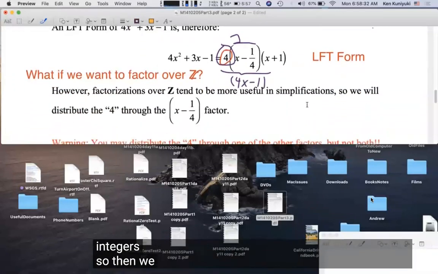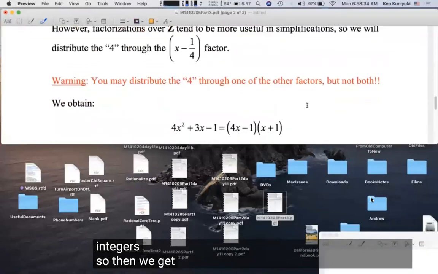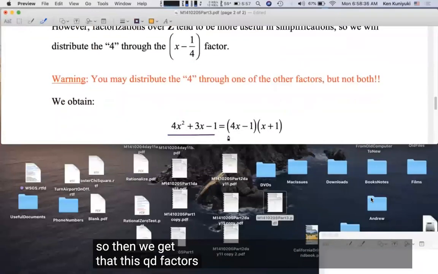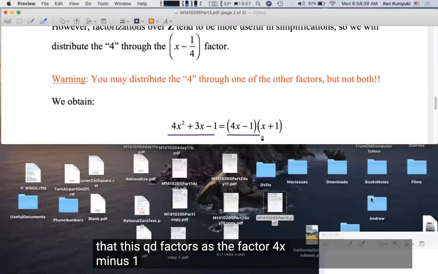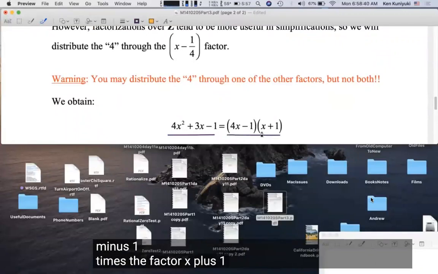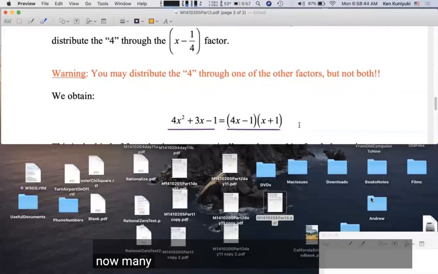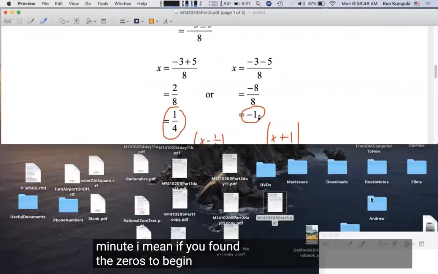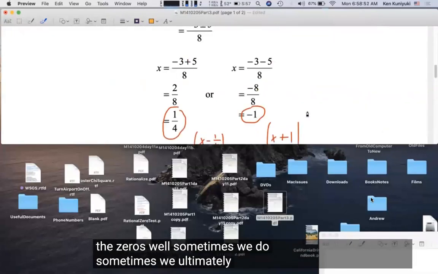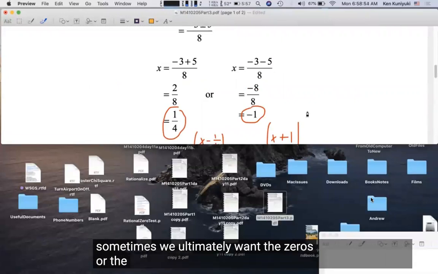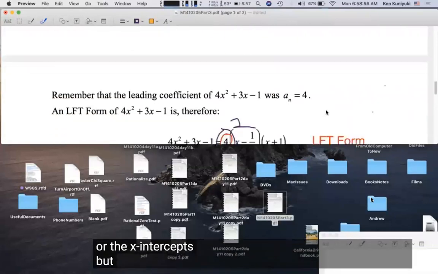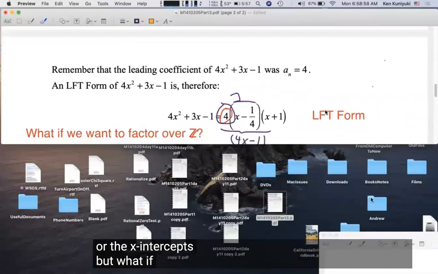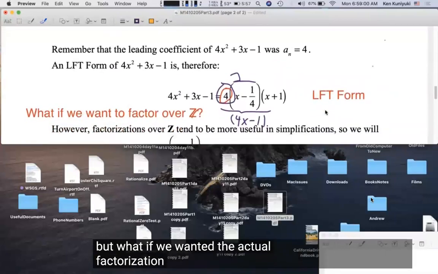So then we get that this QD factors as the factor 4x minus 1 times the factor x plus 1, or vice versa. Now, many people might say, well, wait a minute. I mean, if you found the zeros to begin with, do we care about the zeros? Well, sometimes we do. Sometimes we ultimately want the zeros or the x-intercepts. But what if we wanted the actual factorization?